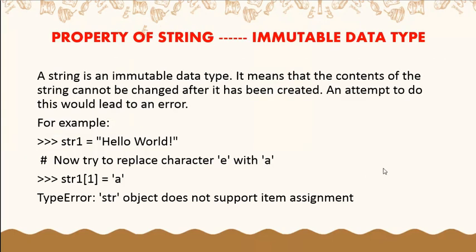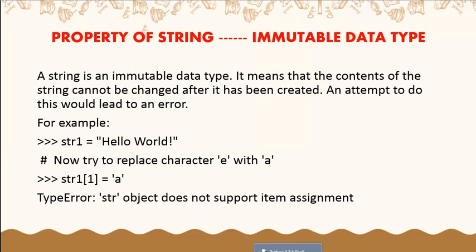Now the major property of a string is that it is an immutable data type. You already know that immutable data types are those data types whose values cannot be changed, and therefore string is also an immutable data type. Now for example, if you want to replace the value of any character with a new one, as it is shown here, str1[1] = 'a', I am trying to replace character e with a. It will show you the error that str object does not support item assignment.